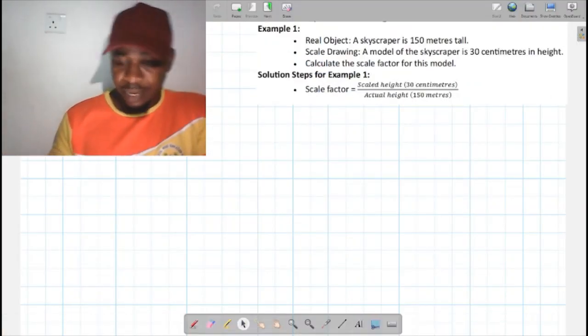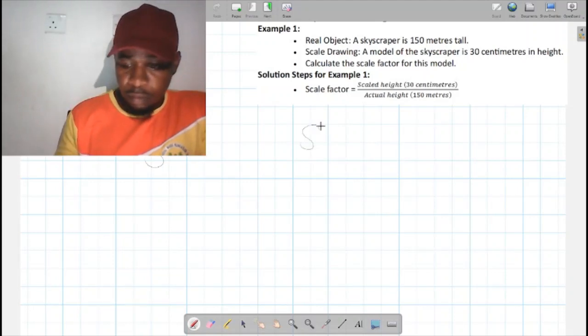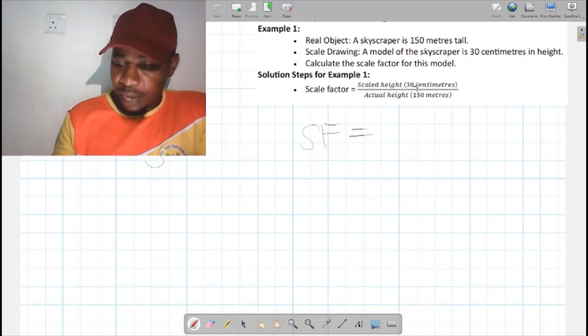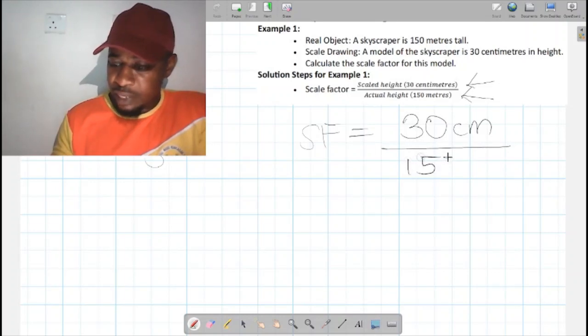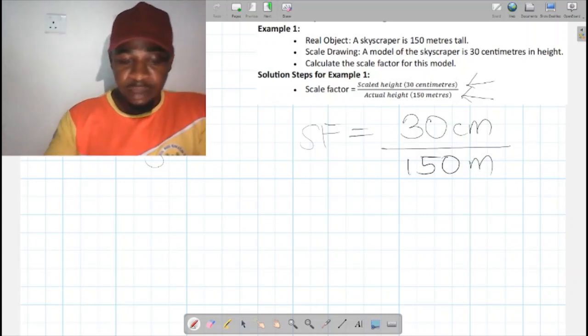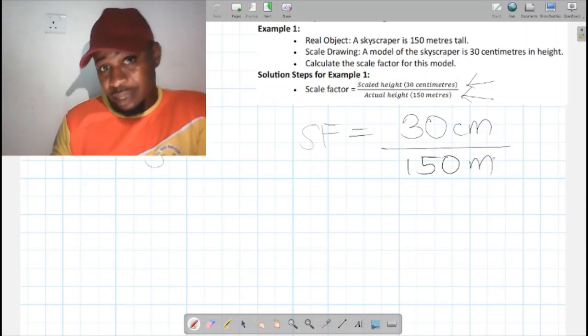Here is the example again. So the scale factor is calculated by dividing the scaled height, in this case 30 centimeters, by the actual height, in this case 150 meters. So we're going to be writing 30 cm divided by 150 meters. Now we cannot just divide through, because we have to remember that centimeters and meters are not the same. We have to convert them to the same units.